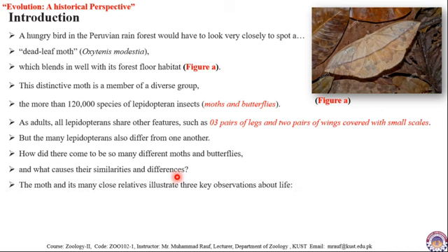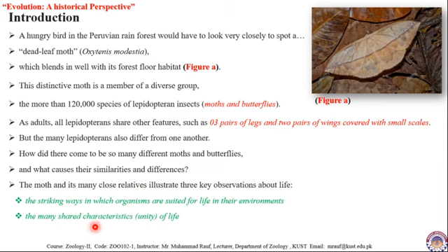The moth and its many close relatives illustrate 3 key observations about life. What are these 3 key observations? The first one is the striking ways in which organisms are suited for life in their environments. If you look around, you will find many examples of organisms living in environments where you start thinking that the organism was created for that particular environment.